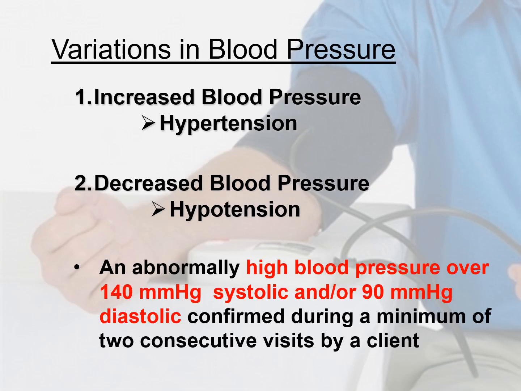So there are two variations in blood pressure. When we talk about hypertension, it is increased blood pressure, and the decrease of blood pressure is called hypotension. Hypertension is an abnormally high blood pressure over 140 mmHg systolic and 90 millimeters of mercury diastolic, confirmed during a minimum of 2 consecutive visits by a client.